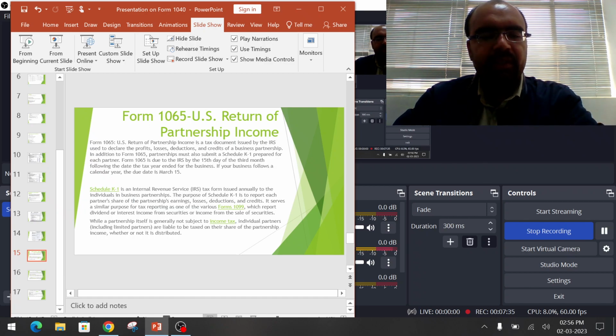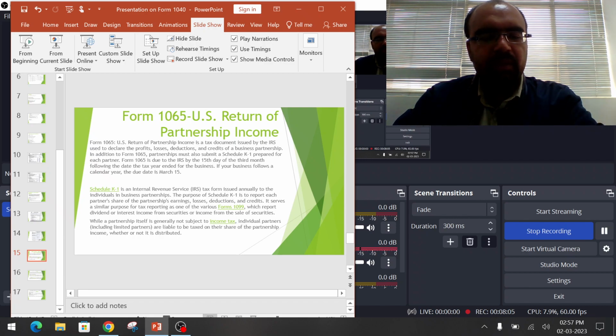Form 1065 is due to the IRS by the 15th day of the third month following the date the taxpayer's year ended for the business. If your business follows a calendar year, the due date is March 15th. Schedule K-1 is an Internal Revenue Service tax form issued annually to the individuals in business partnerships. The purpose of Schedule K-1 is to report each partner's share of the partnership's earnings, losses, deductions, and credits.